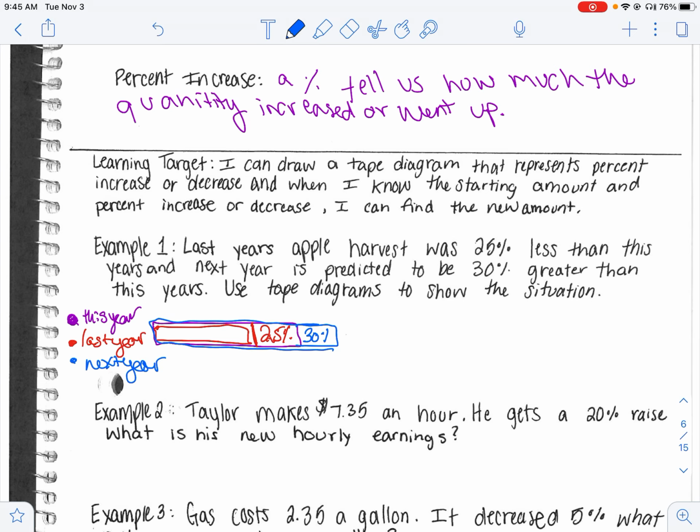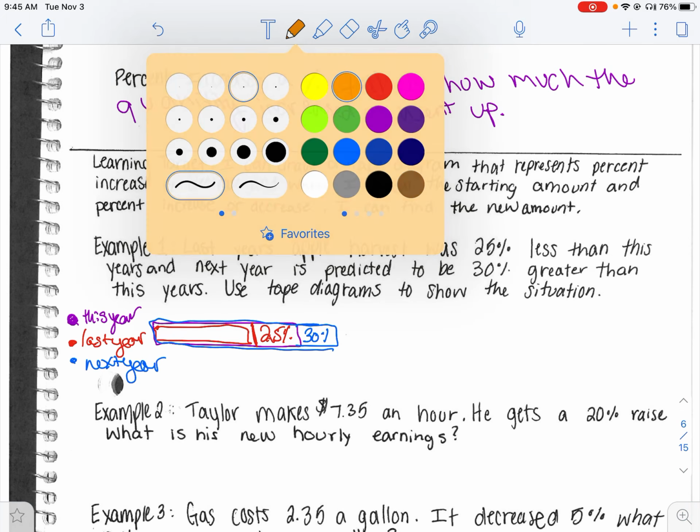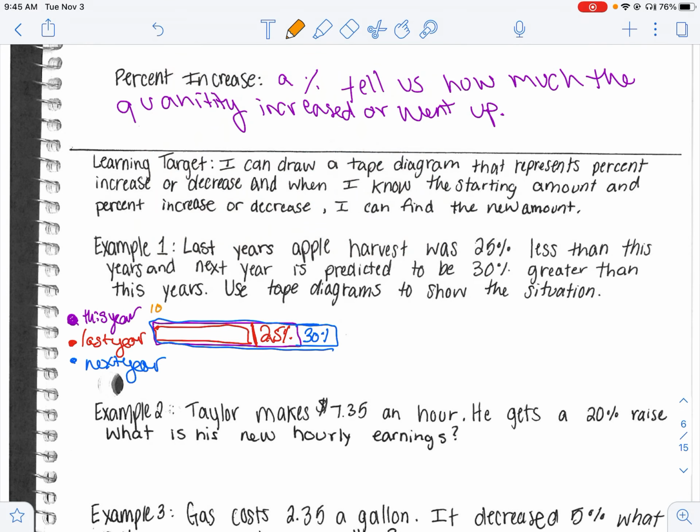When looking at this, the original year was the purple. So this is originally 100%. Last year it was 25% less, so it's 75% of the whole. And then next year it's 30% more than 100, so it's 130%.